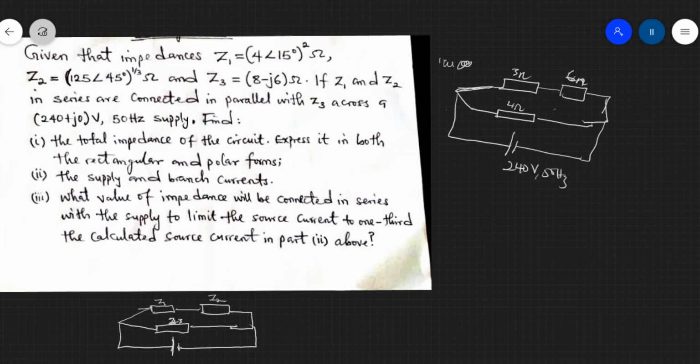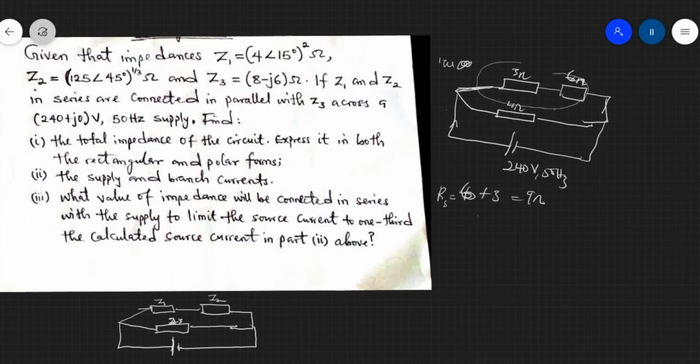Now, if you are connected like this and you are asked to find the total impedance, the total resistance in this circuit, how is it going to be? Normally it's going to be the summation. These two are in series, right? So I first add them up. 6 plus 3, that's 9 ohm, right? This one is in parallel with this. The 4 ohm is in parallel with this combination, the resistance in series.